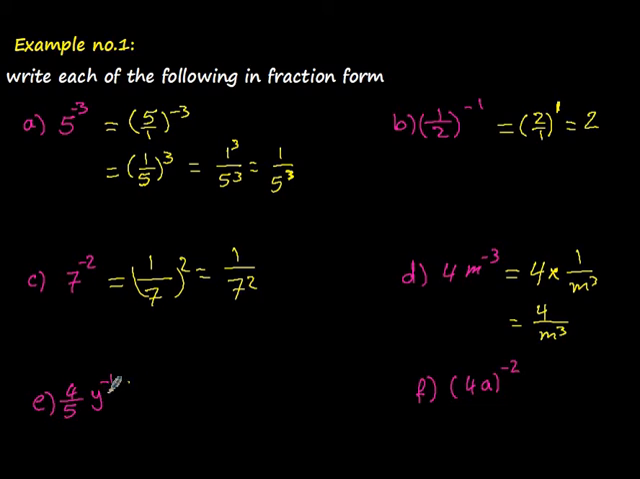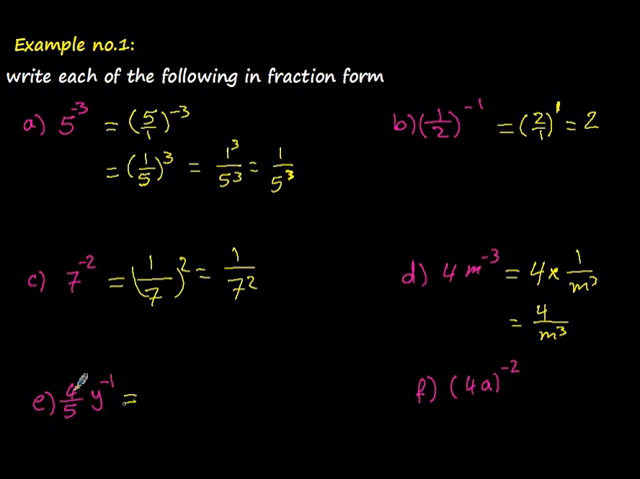Now let's go to E, and here we have the same idea. Here we have 4 over 5y to the power of negative 1, and here you need to ask yourself, does the negative 1 belong to y or to the entire expression? Actually, since we don't have brackets right here between these two factors, only y is raised to the power of negative 1.